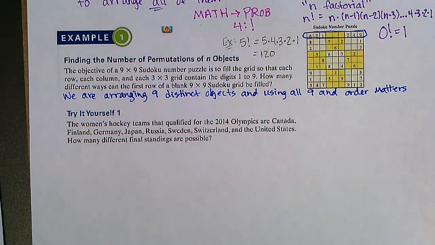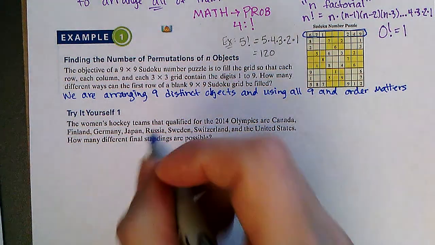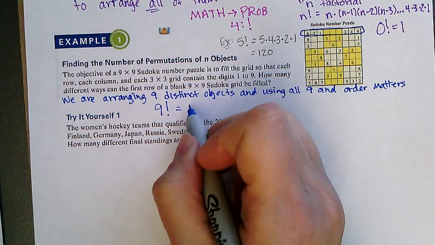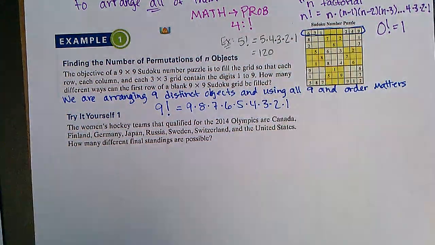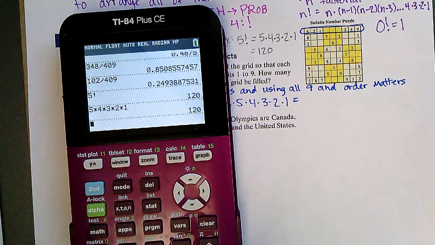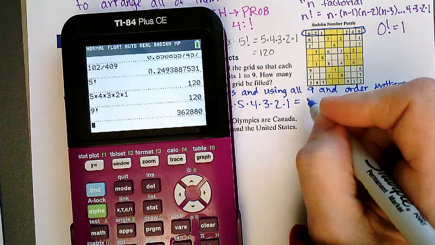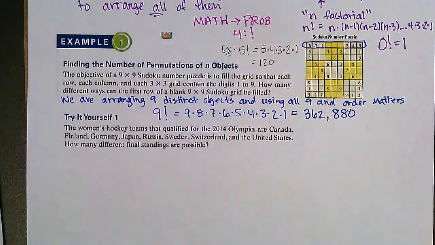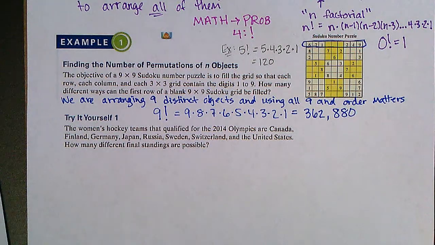So when all of those conditions are met, we're arranging 9 distinct objects using all 9 and order matters, then the number of ways to do that is found by doing 9 factorial, which is 9 times 8 times 7, 6, 5, 4, 3, 2, 1. You can multiply that out by hand on your calculator, or you can use that factorial button. 9, math, over to probability, number 4, to get the answer of 362,880. So there are 362,880 ways to fill in an empty row on a Sudoku puzzle.